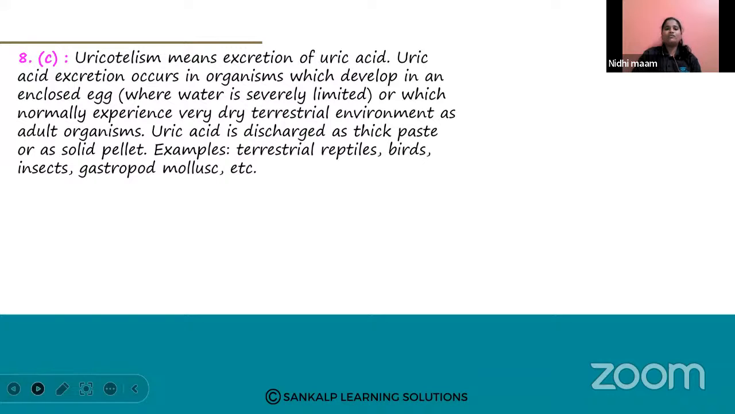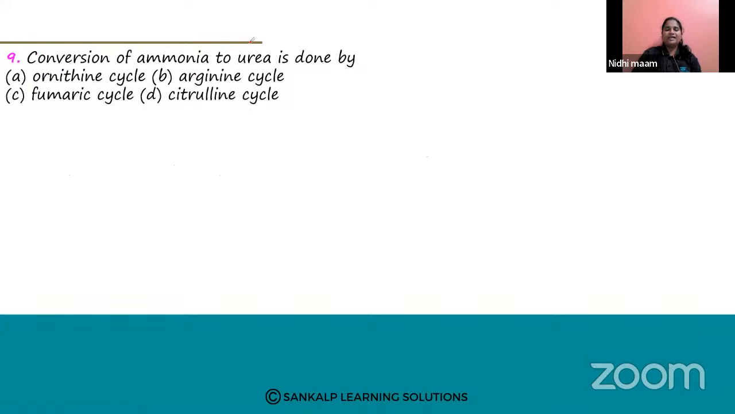Next, conversion of ammonia to urea. Again the same kind of question, we discussed it already. Okay, Hema, correct. So here conversion of ammonia to urea is done by which cycle? Ornithine cycle, arginine cycle, fumaric cycle, citrulline cycle.